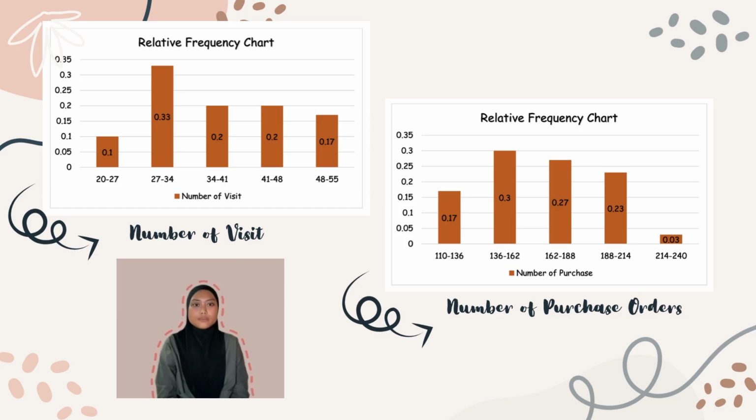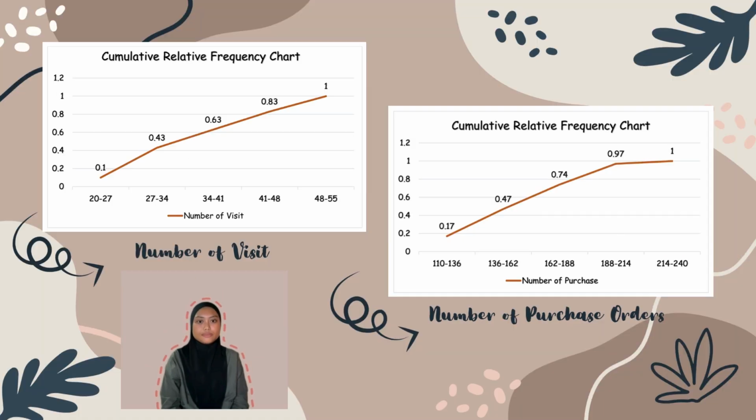So, here is the bar chart of relative frequency for both number of visit and number of purchase order. Besides, here is the line chart of cumulative relative frequency for both number of visit and number of purchase order. That's all for part 1.